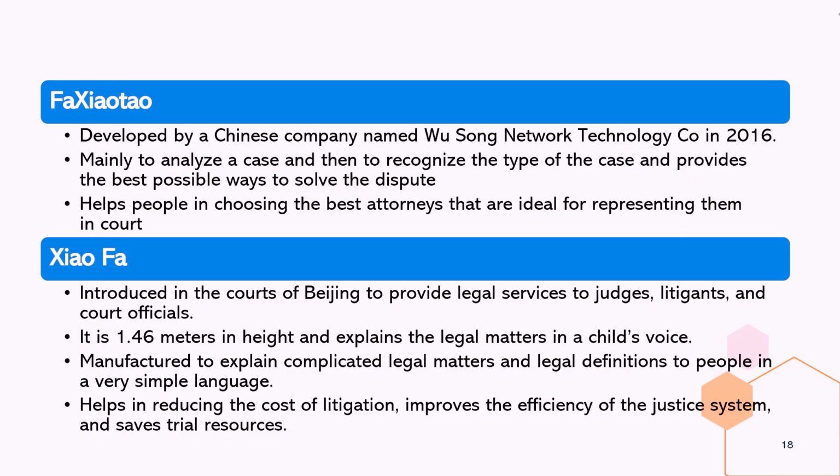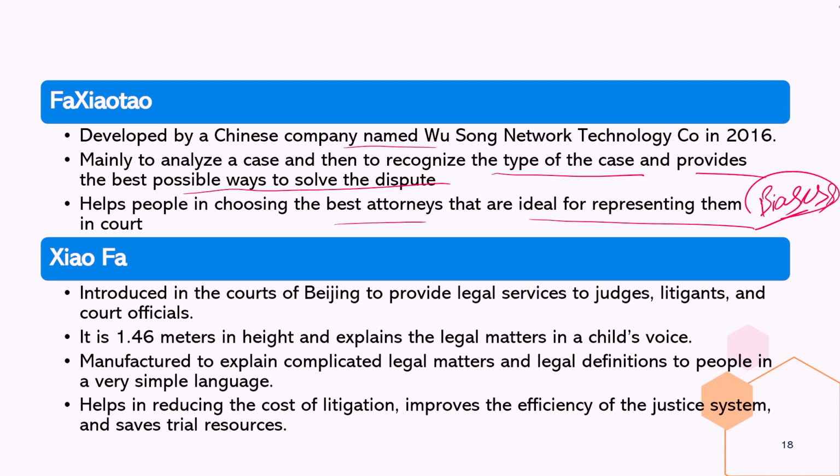Then we have Factio, developed by a Chinese company named Wusung in 2016, mainly to analyze a case, recognize the type of case, and provide the best possible ways to solve the dispute. It helps people in choosing the best attorneys that are ideal for representing them in court. It also helps by suggesting, but here lies a chance of bias, that it only suggests those attorneys who are high priority, or who are usually chosen, right, because it develops a pattern or is based on a pattern.